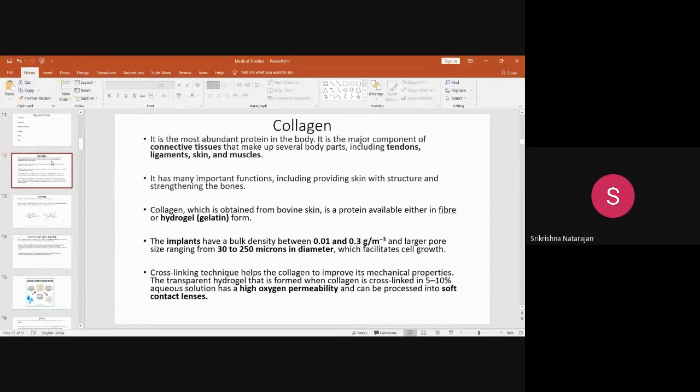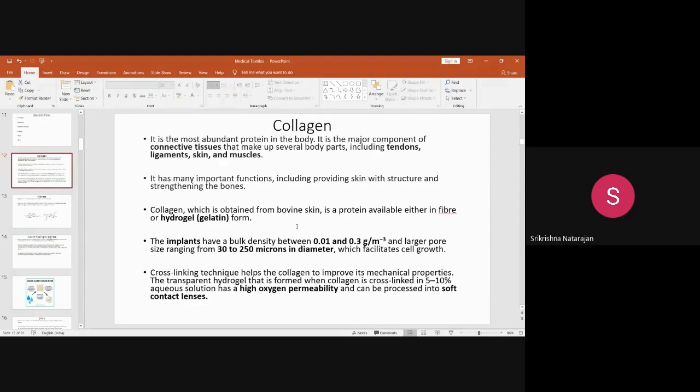One third of the protein in the human body is collagen. They are made up of the protein called collagen. It is present in many connective tissues like tendons, ligaments, skin, and muscles. And how is this collagen fiber obtained? It is obtained from the bovine skin, which is the cow skin. It is a protein available either in the form of a fiber or in the form of a gel, that is a hydrogel, gelatin form.